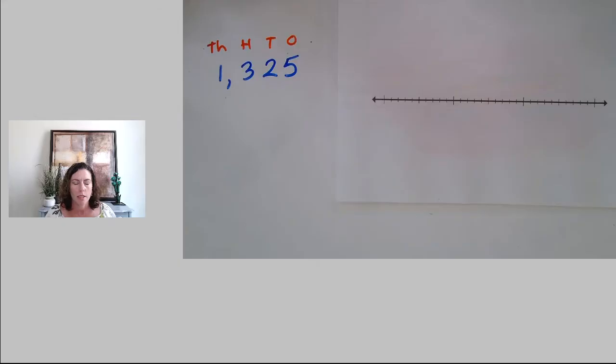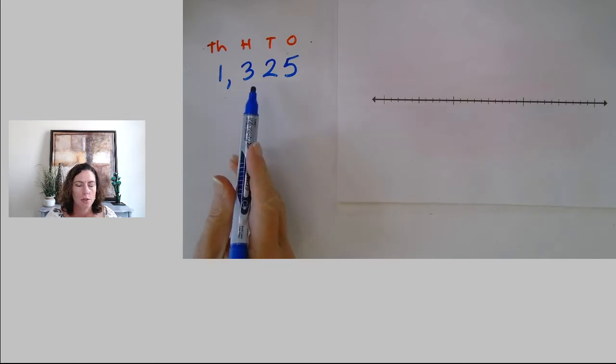Okay, like we did yesterday, we're going to practice a lot today. Okay, so we're going to try some rounding to the nearest 10. So let's look at our number line, and our number is 1,325.